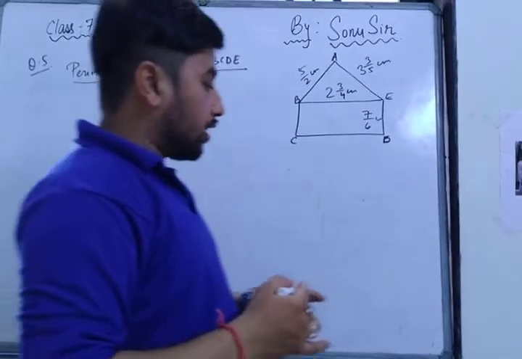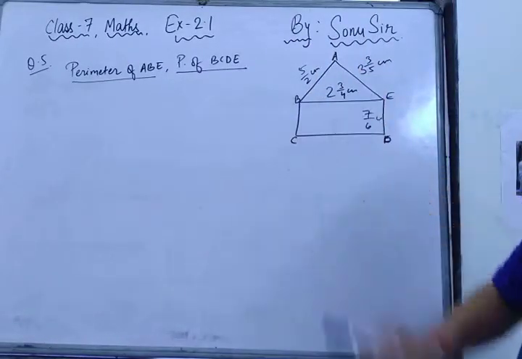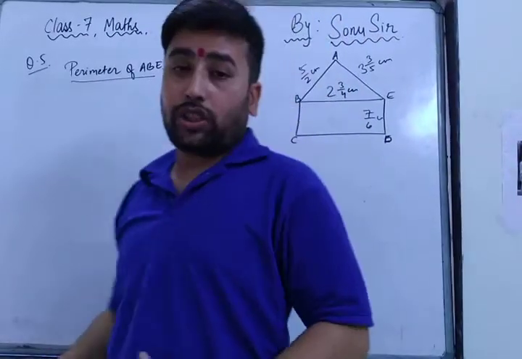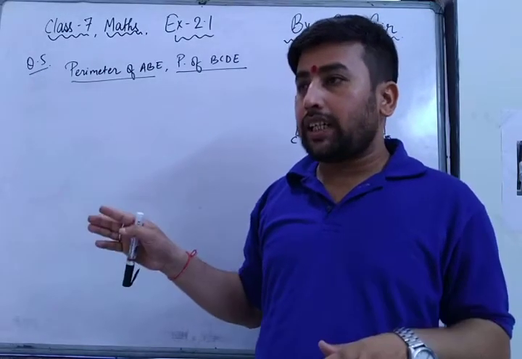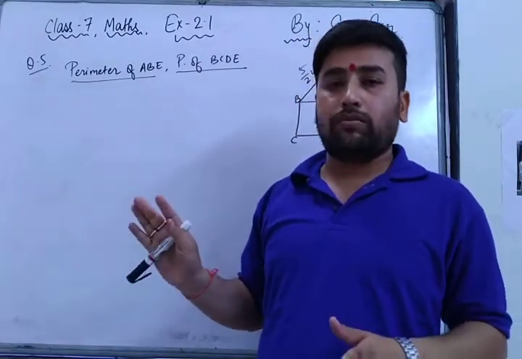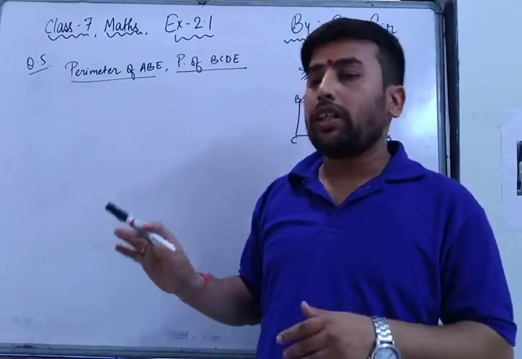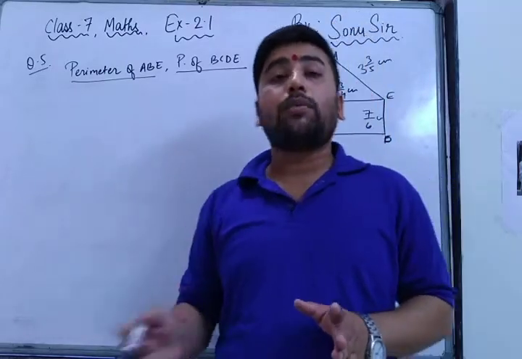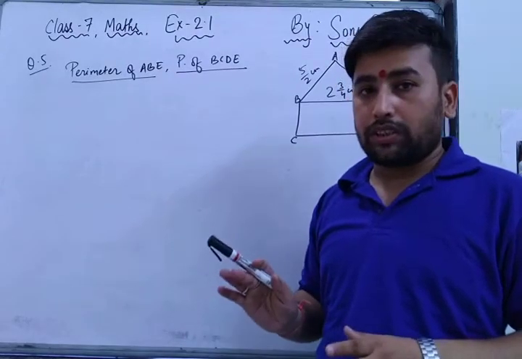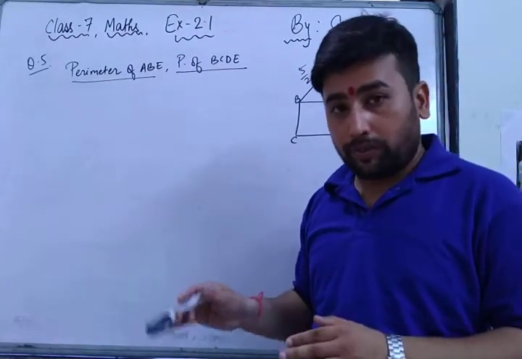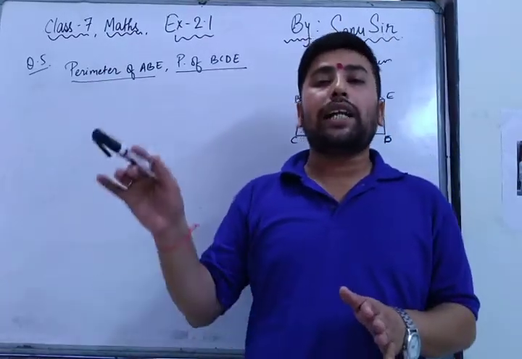Got the question? First of all, draw this diagram in your notebook. First of all, what is the perimeter of any shape? Perimeter means the sum of all the sides of any figure is called the perimeter of that figure. Perimeter means we have to just do the addition of all the sides.